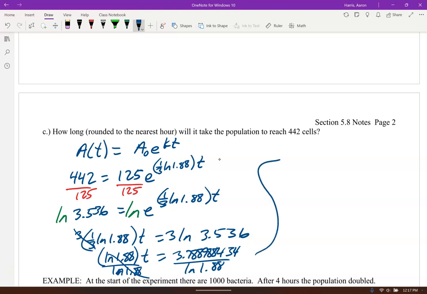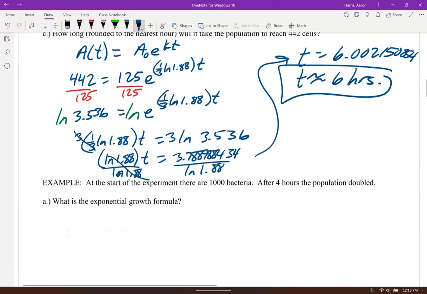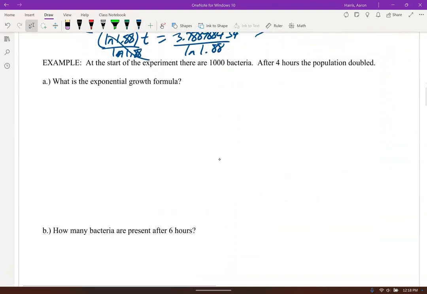And we get T is 6.0021, 5.0854. So approximately, we'll round to the nearest hour, 6 hours. All right, how about this next one?